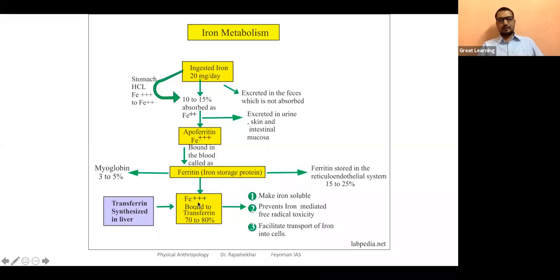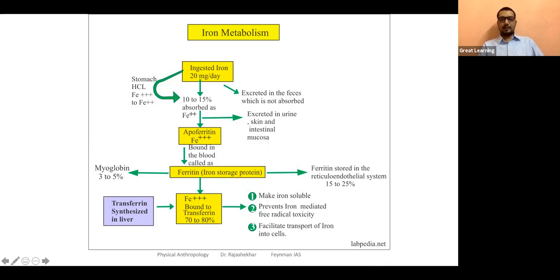So this is synthesized in the liver. It will make iron soluble and it will prevent any damage, because if you leave iron as it is, iron can result in some amount of toxicity in the body. So it will also prevent that, because now iron is captured by the transferrin. So it will not allow the iron to cause damage to our body tissues. Okay, and also it carries the iron around to the cells where it is needed. So this is the basic idea.